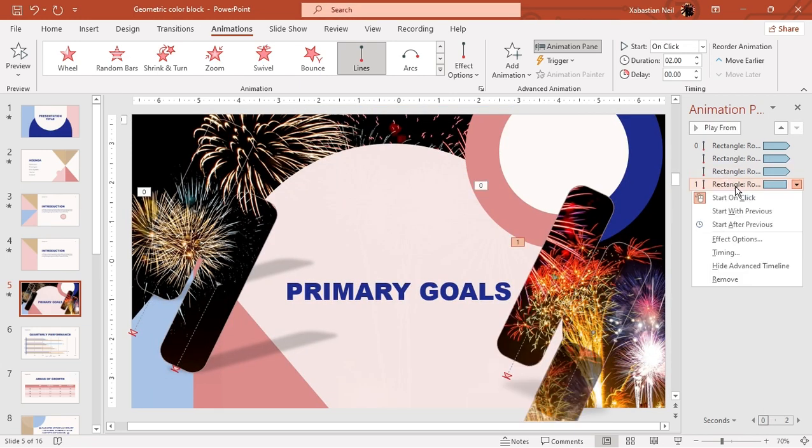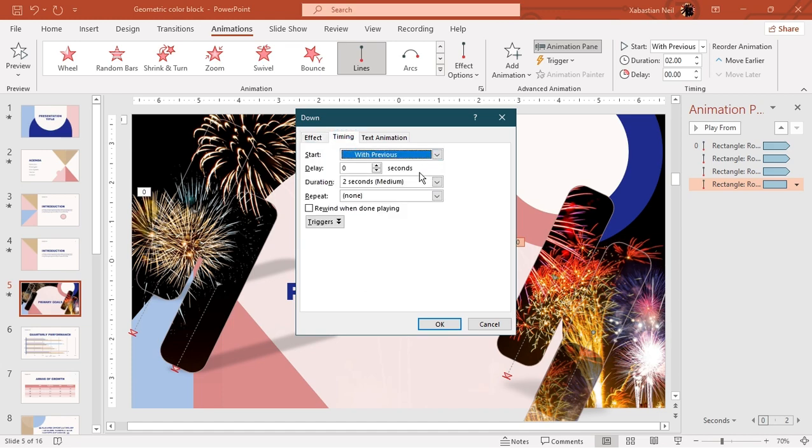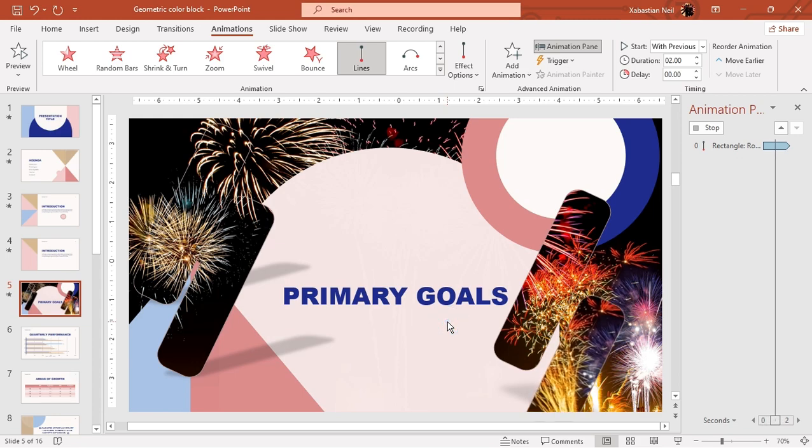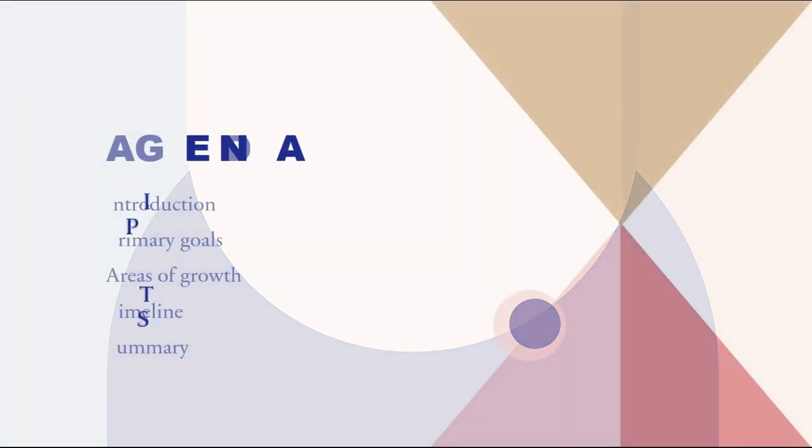Same thing here too. Go to Effect Options, Auto Reverse, Timing, and then Start With Previous, which is already added, Until Next Slide. Now let's press F5. Okay, let's see how this presentation looks.